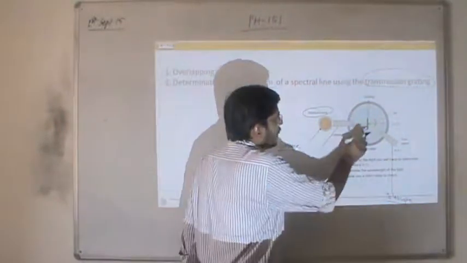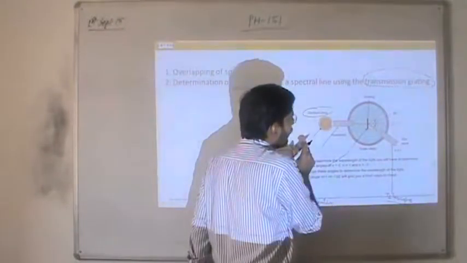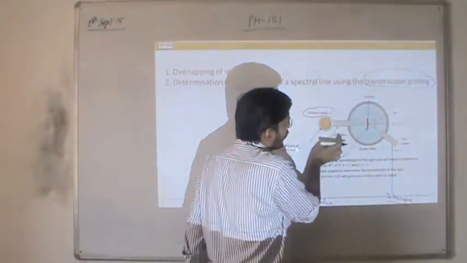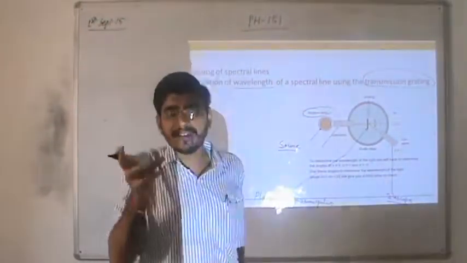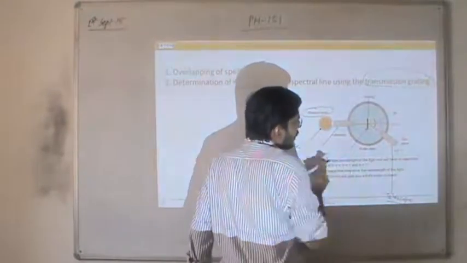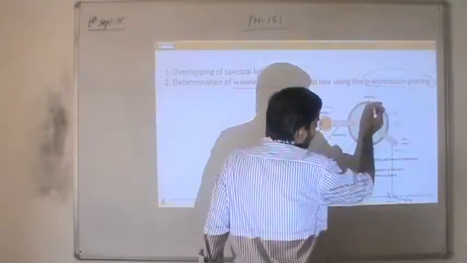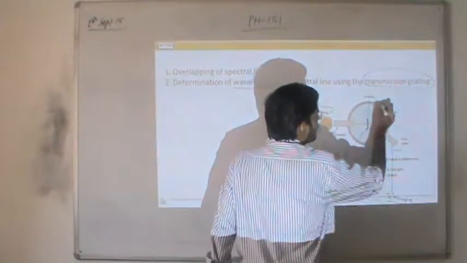So this is the grating, telescope, collimator and the sodium lamp source. These two parts, the collimator and telescope, and the grating, are mounted on a circular disc. This is the circular disc which has the angle range from 0 to 360.